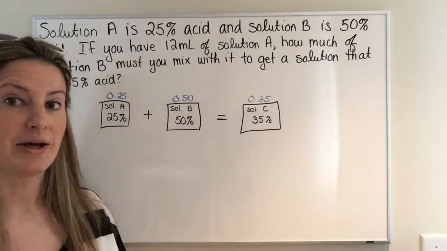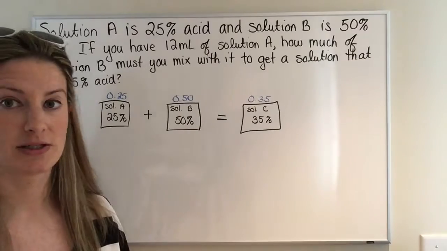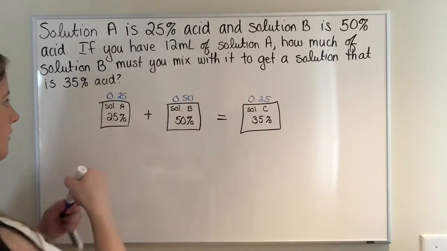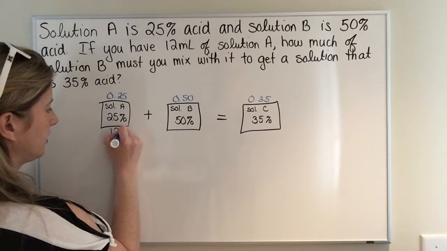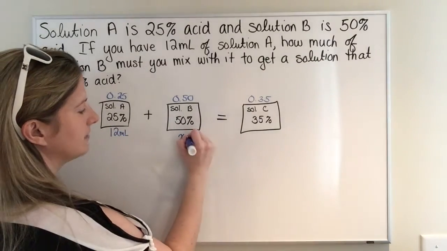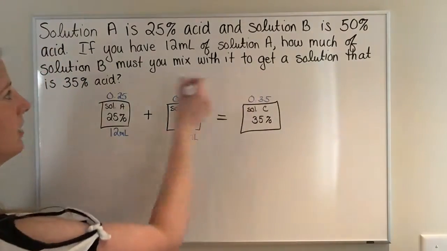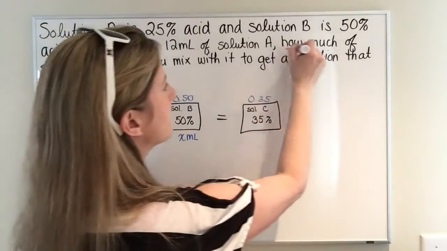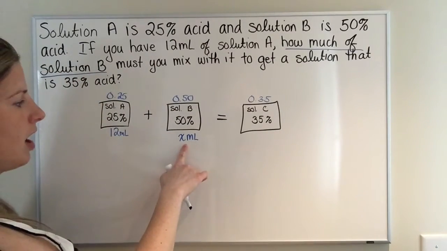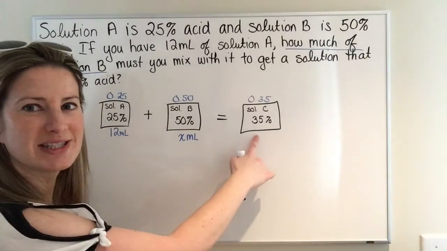Now on the bottom, we should write how many milliliters we have. So we're told that we have 12 milliliters of solution A. So we're going to put 12 down here, okay, 12 milliliters. Here we have X milliliters because we don't know. It asks how much of solution B must we mix. So we don't know. And then what's solution C going to be?